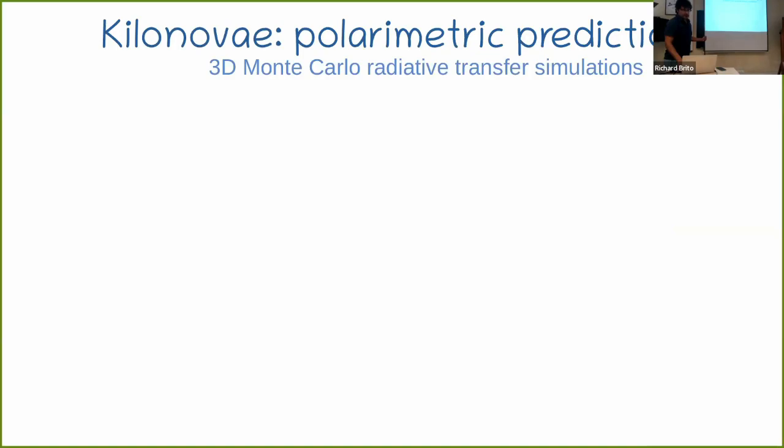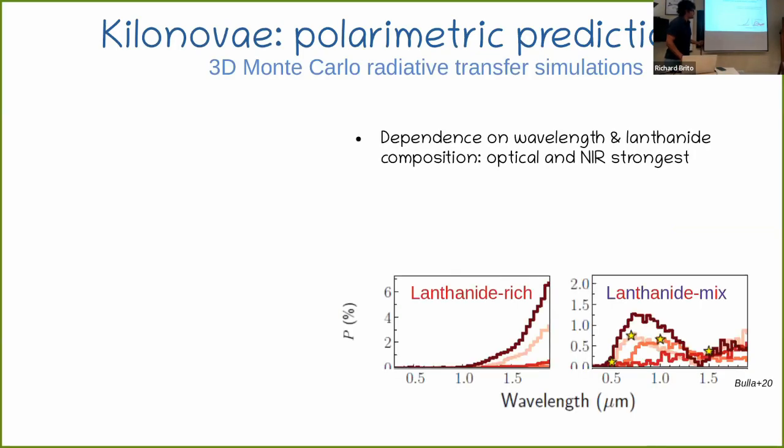And so here again, we did a 3D Monte Carlo radiative transfer simulation. And you can see the prediction of the polarization as a function of wavelength. As I told you, this is a lanthanide mix, lanthanide rich. And so in the optical, so this is infrared, this is optical, we know that the lanthanide-free are more polarizing, so you're going to get a higher degree of polarization. Whereas for the lanthanide-rich in the optical, you don't have.